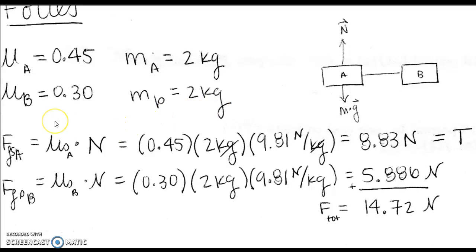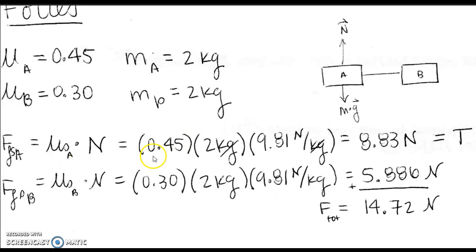So in order to find the force of friction, we multiply the coefficient of friction times the normal force. Well, the coefficient of friction is given, and we would calculate that for the two boxes individually. So the force of static friction for box A is the coefficient of static friction of box A times the normal force, so that would be 0.45, and the coefficient of friction has no units.